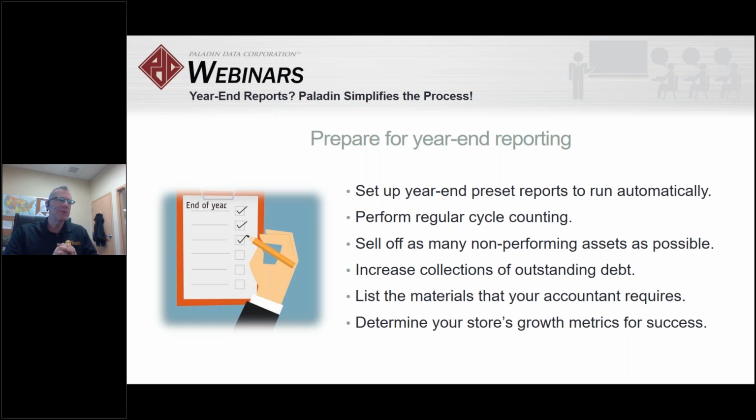And then also determine your store's growth metrics for success. It's something you should do as part of your goal setting. And part of understanding where your store is at today and where you're going in the future is very important. We have a website. If you go to our main website, paladinpointofsale.com, up in the right-hand corner, there's a little icon that says websites. If you drop that down, there's an area there called retail science.